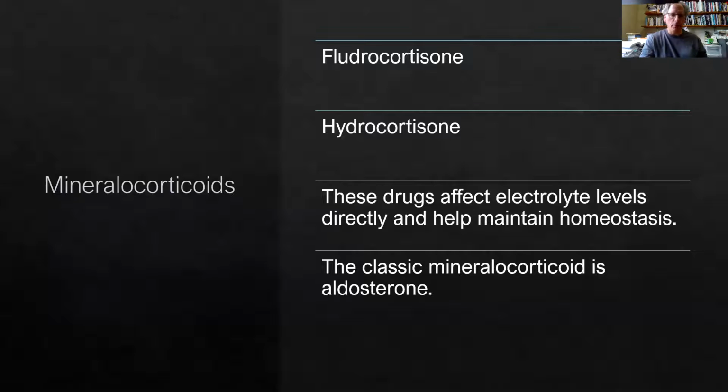For mineralocorticoid, the main drug is fludrocortisone. Aldosterone is usually not given because of its short half-life. Fludrocortisone has a much longer half-life. That's the drug you normally give. These drugs help maintain electrolyte and water homeostasis. Fludrocortisone will mimic the effects of aldosterone.